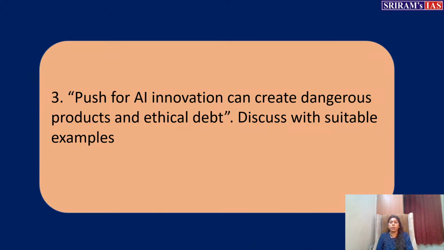Now we will move to the third question. This is a dynamic question. Since the first two questions are traditional questions, I have given the answers in an elaborate manner so that you can note them and use them in your exams. This question is: the push for AI innovation can create dangerous products and ethical debt. Discuss with suitable examples. Very recently there was a lot of news related to AI, artificial intelligence.